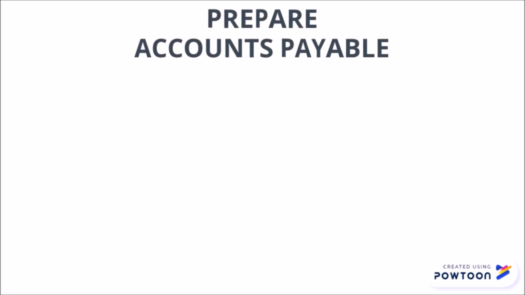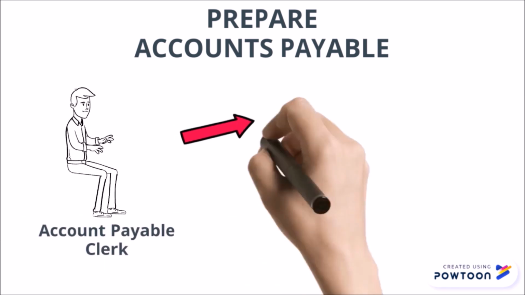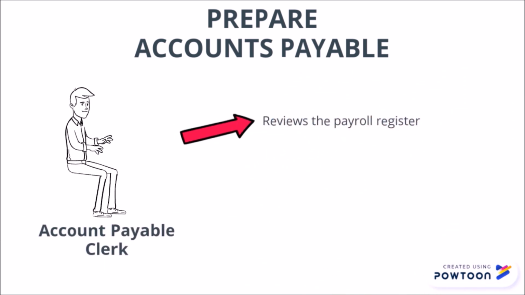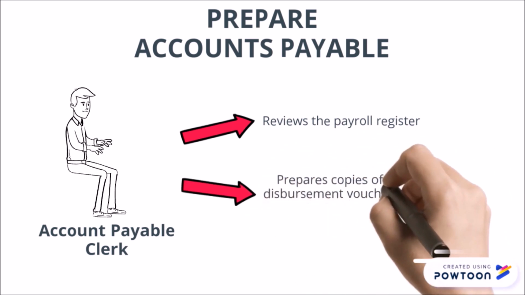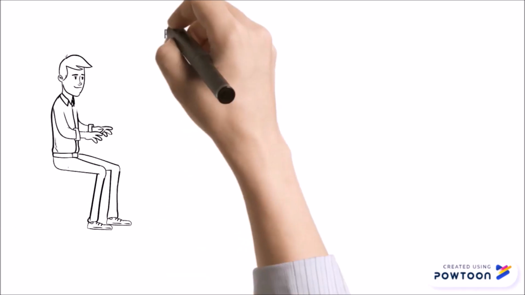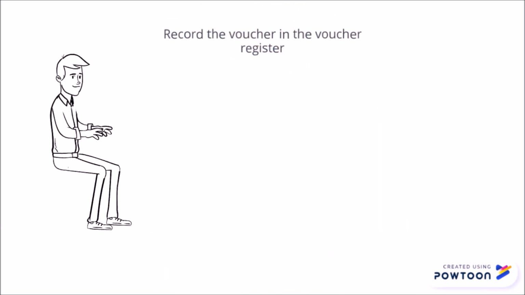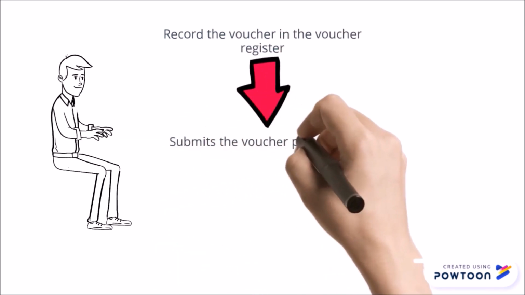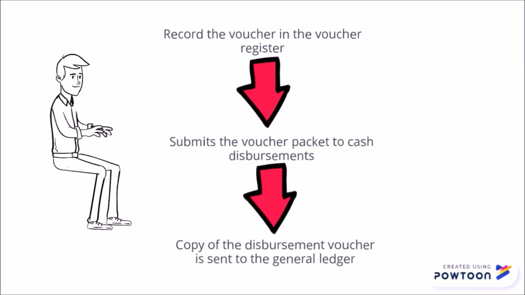After distributing paychecks, the accounts payable clerk reviews the payroll register for correctness and prepares copies of a cash disbursement voucher for the amount of the payroll. The clerk records the voucher in the voucher register and submits the voucher packet to cash disbursement. A copy of the disbursement voucher is sent to the general ledger function.